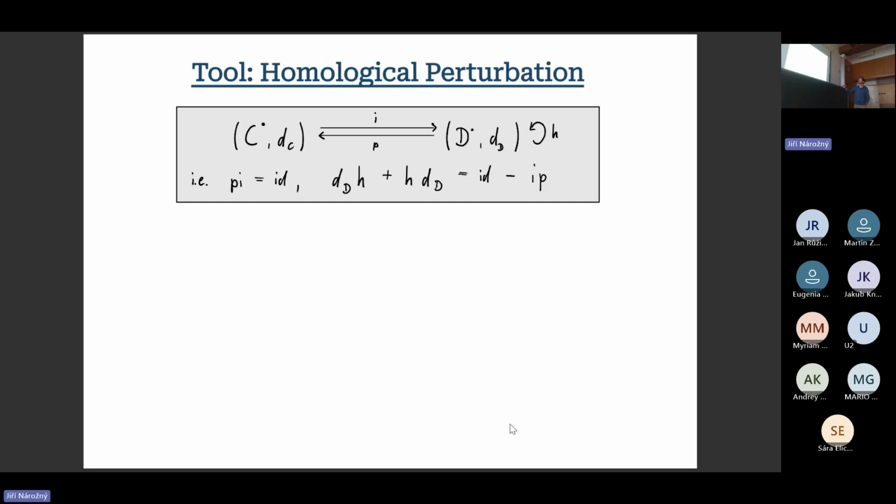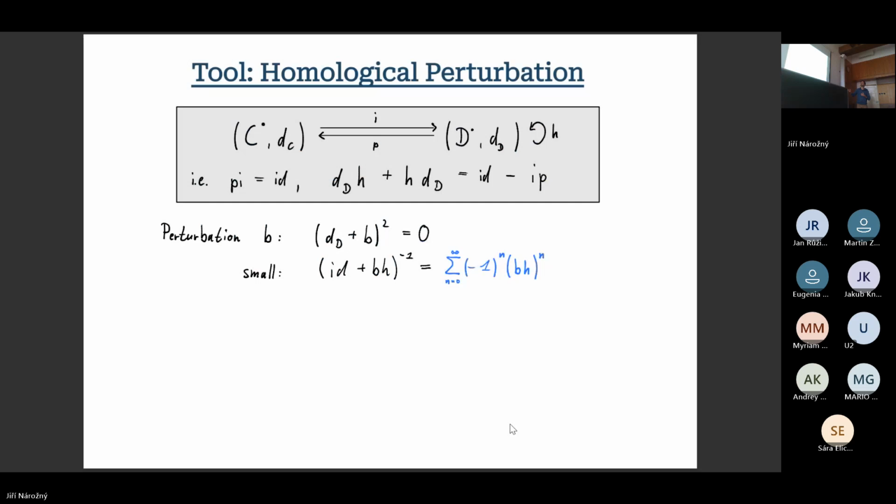Okay, so the homological perturbation lemma tells us if we have such an object, and if we have this perturbation B of the differential on the right-hand side. By perturbation, I mean that if I add this to the differential, it still squares to 0. So it is a new differential on the right-hand side. And this perturbation should be small in a certain sense. Being small here means that identity plus BH is invertible. And in our case, you can always write it like that, like the usual von Neumann formula.